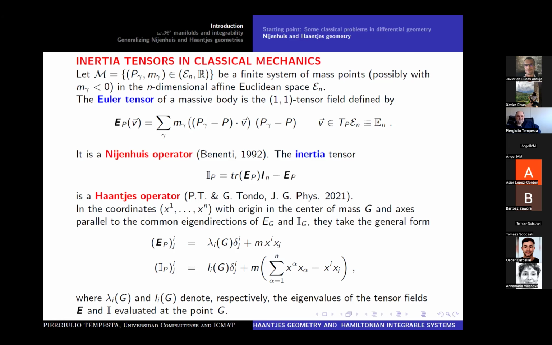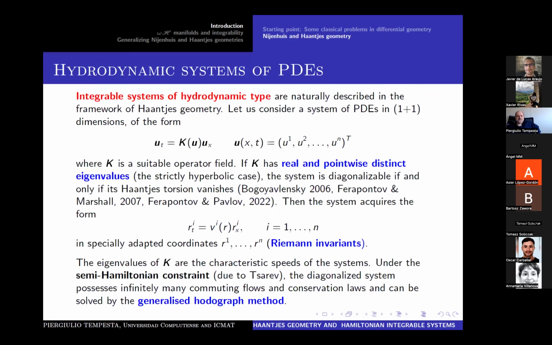Welcome. And of course, then let's go to hydrodynamic type systems. Indeed, Haantjes geometry can also offer a natural framework for describing these systems. So let us consider a system of PDEs in 1 plus 1 dimensions of this form, where U is a vector of fields U1, U2, Un. Each of them depends on X and T. K is a suitable operator field, so K depends on U.